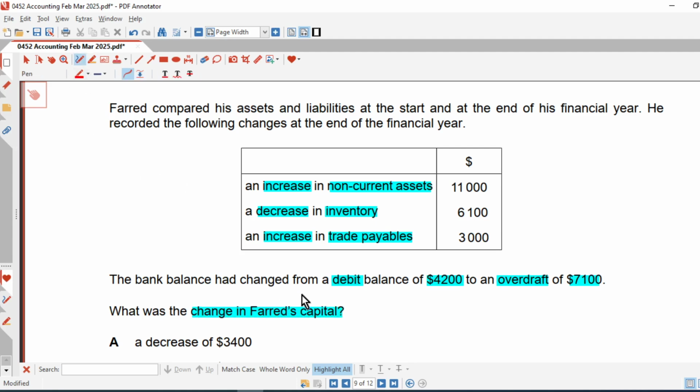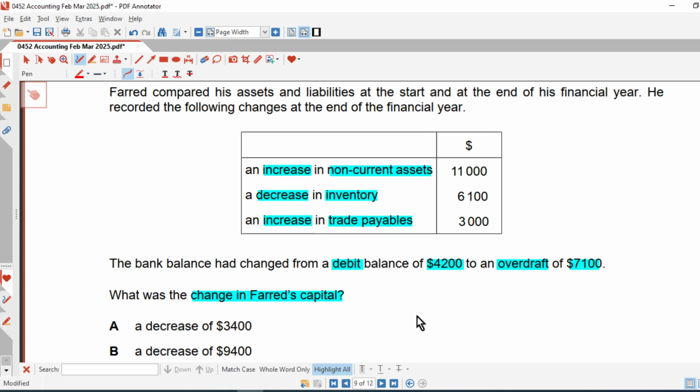Yes, something new here. We don't see this often as well. So change in capital, something to explore. Right, how do you calculate a change in capital? So this is where I'm going to use incomplete records, right? Apply incomplete records using the net asset approach.